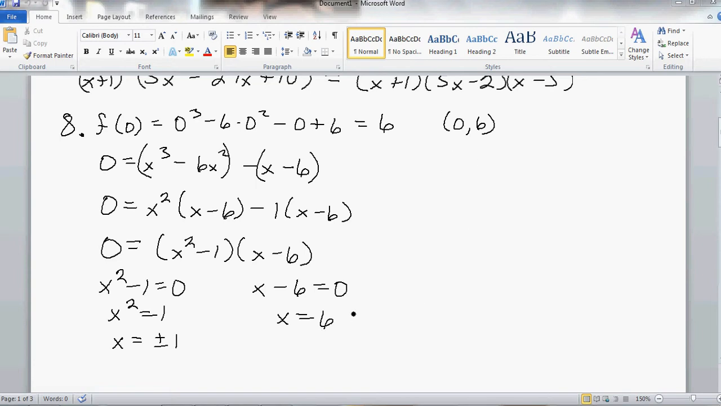So that leaves (6, 0), (1, 0), and (-1, 0). And there are the 4 intercepts: (1, 0), (-1, 0), (6, 0), and (0, 6).